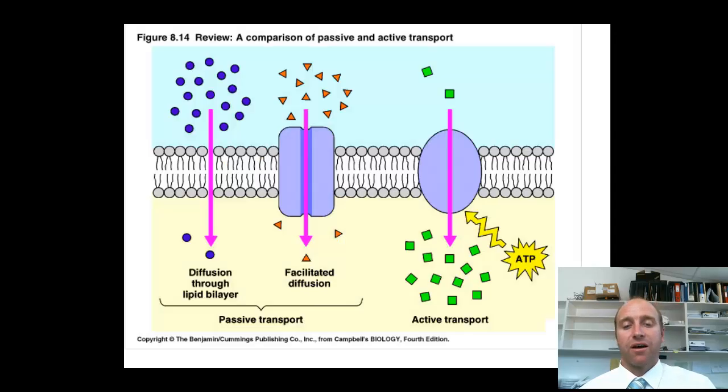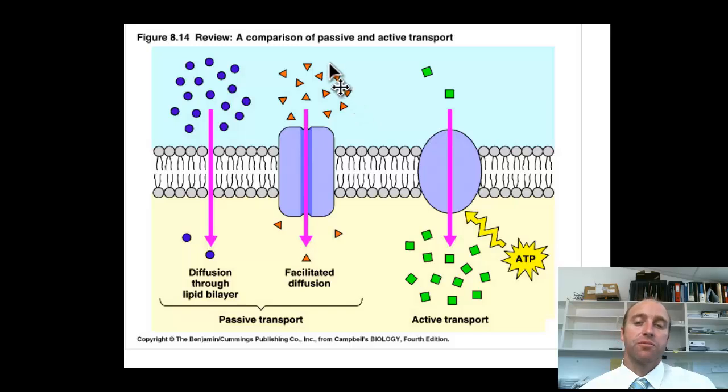Okay, let's have a look at this diagram here to compare active transport to some passive transport. And the two types of passive transport that we could talk about quite easily is diffusion, and this would also apply to osmosis, where small molecules can just fit between the phospholipids and go from an area of high concentration to an area of low concentration.